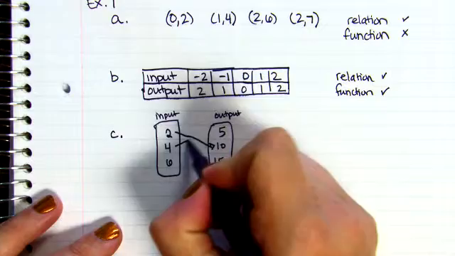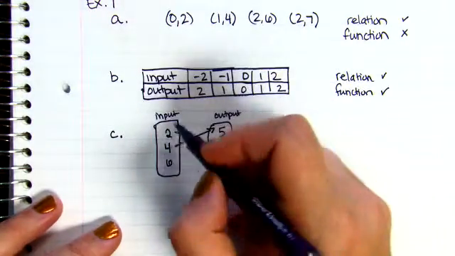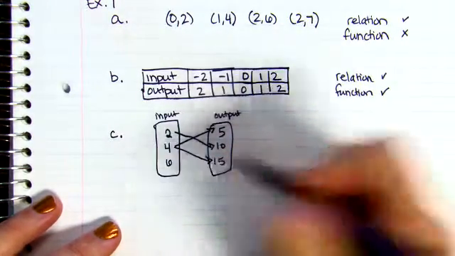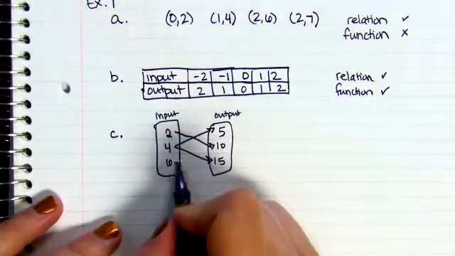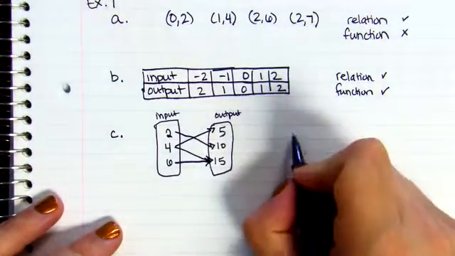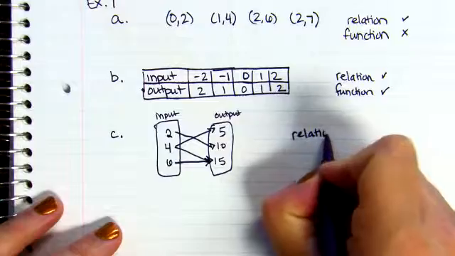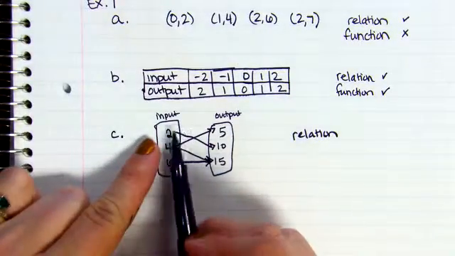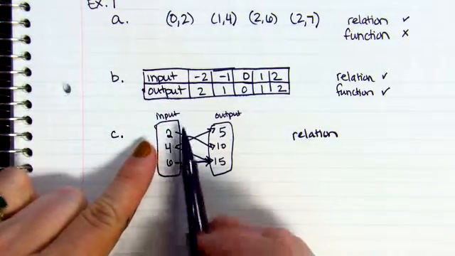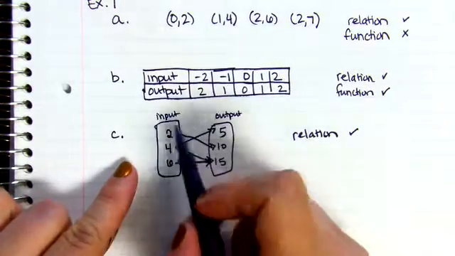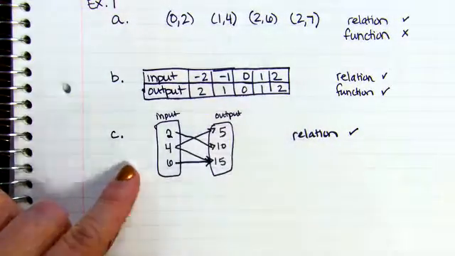When I put in 4, I get out 5. I put in 4, I get out 15. When I put in 6, I get out 15. So, first, to check if it's a relation, does every input go somewhere? Yes, it does. So this is a relation. Every input has a partner output.